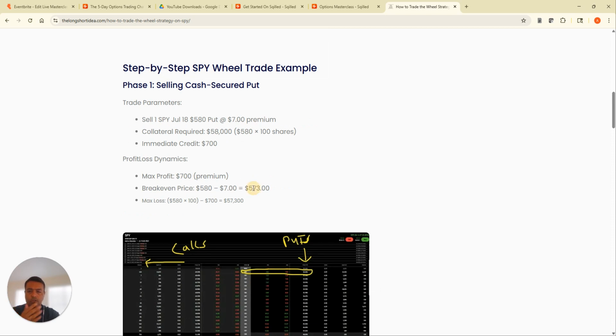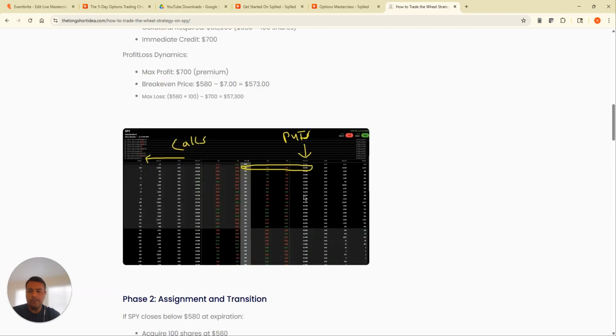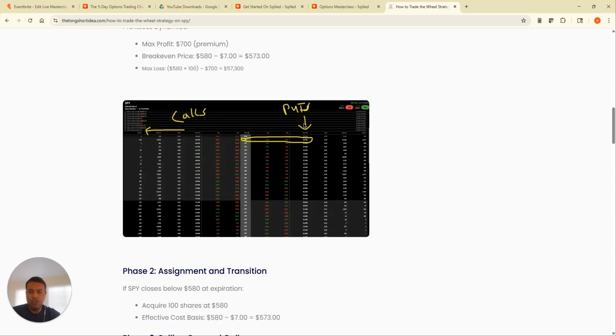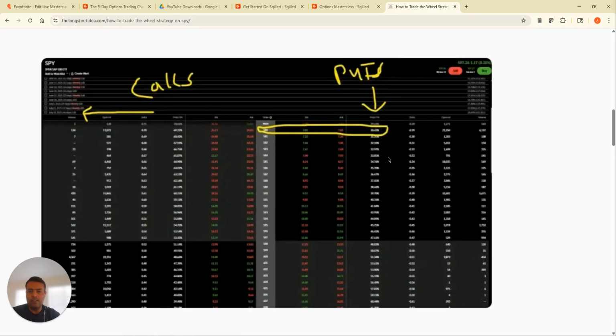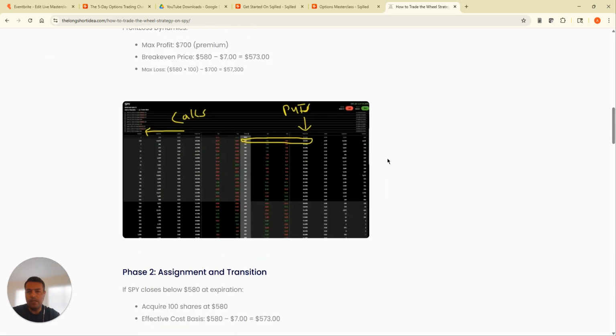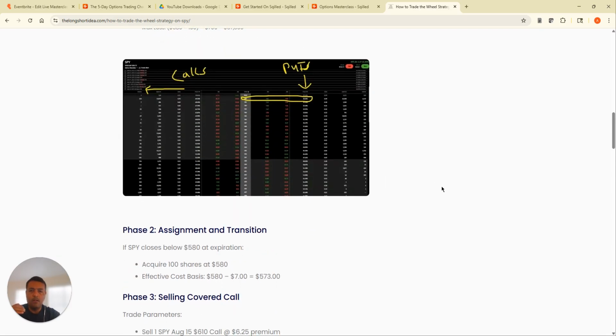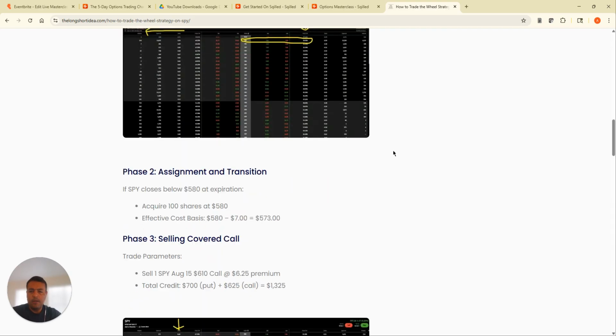Okay. So similarly here, I was collecting 7. 580 minus 7 is 573. And I've just shown you where to look for the puts and where to look for the calls and which expiration cycle. If you enlarge this picture, you'll see that I was in a 44 days cycle yesterday. The put strike that I was getting at 30 delta, I think, I was collecting $7.